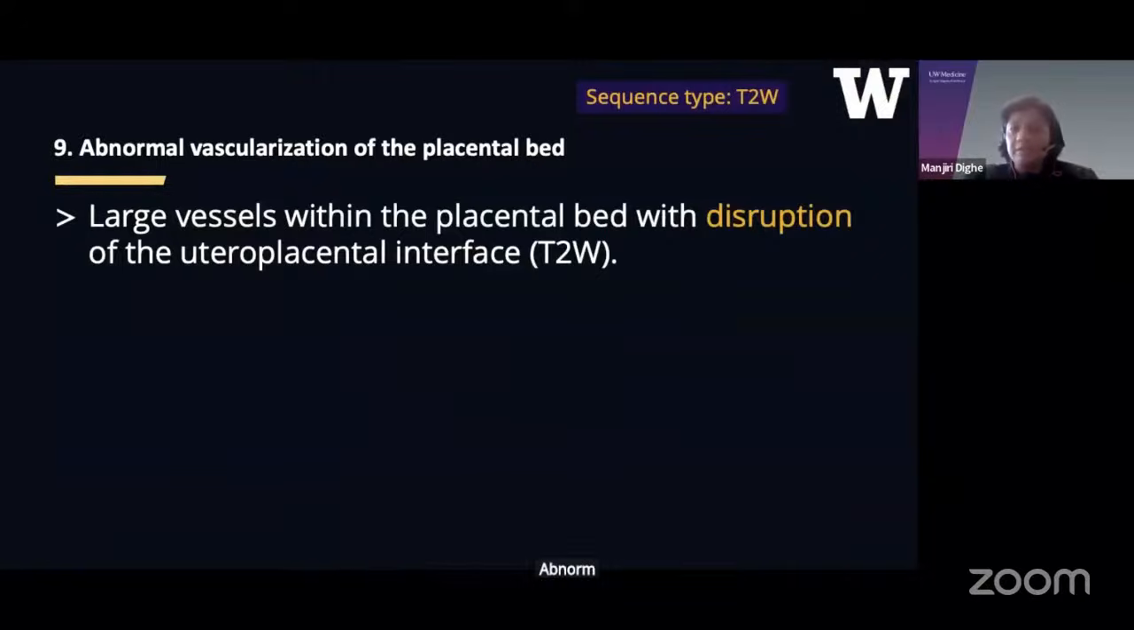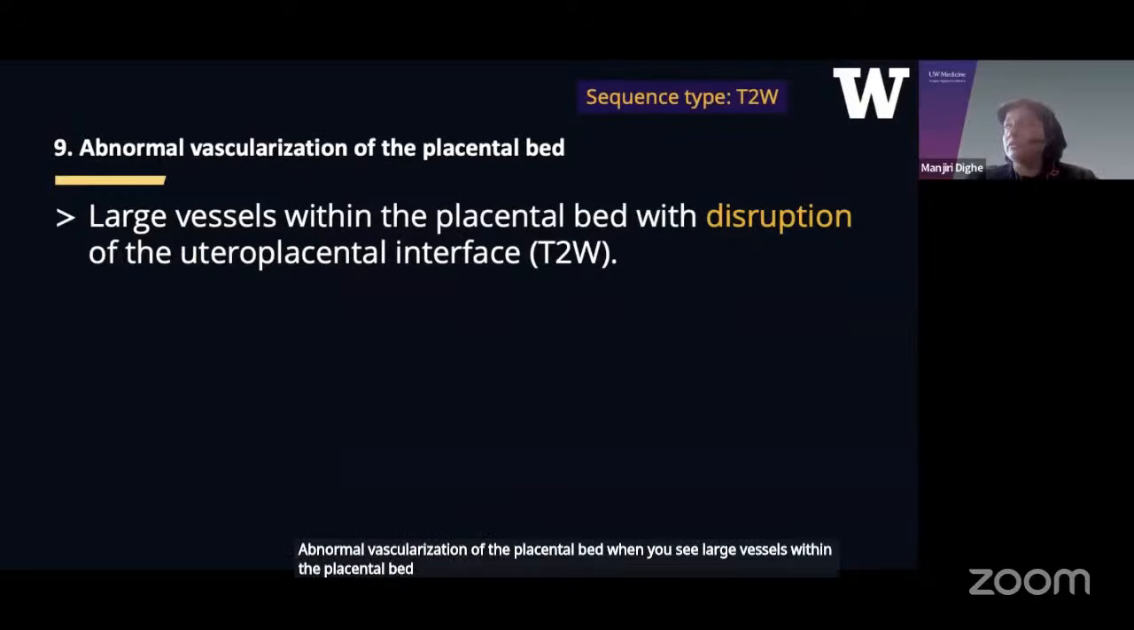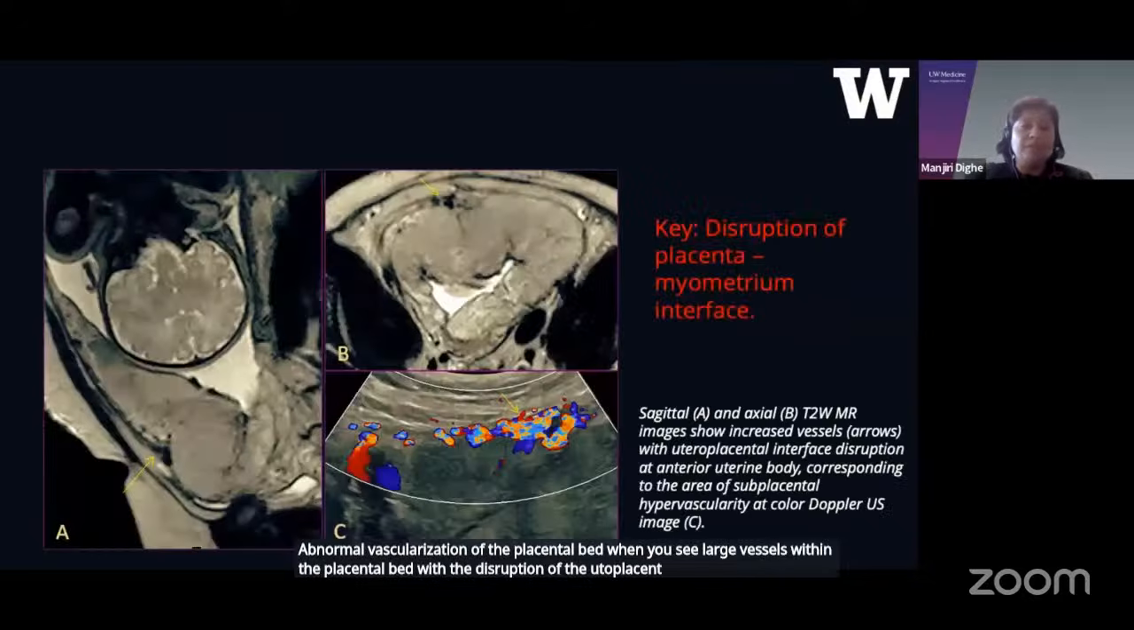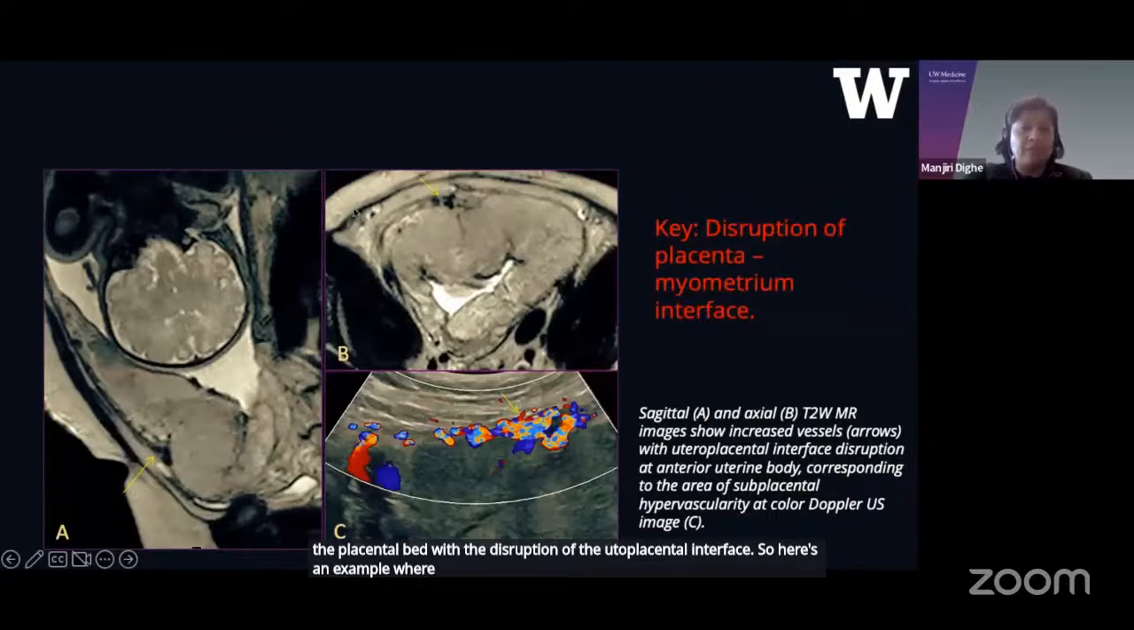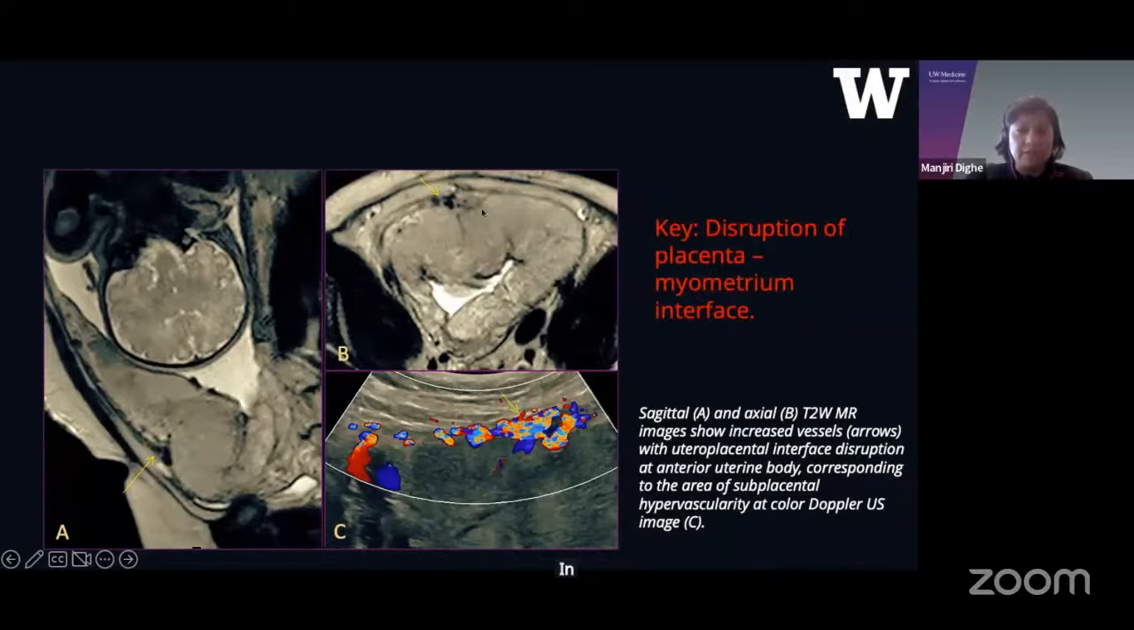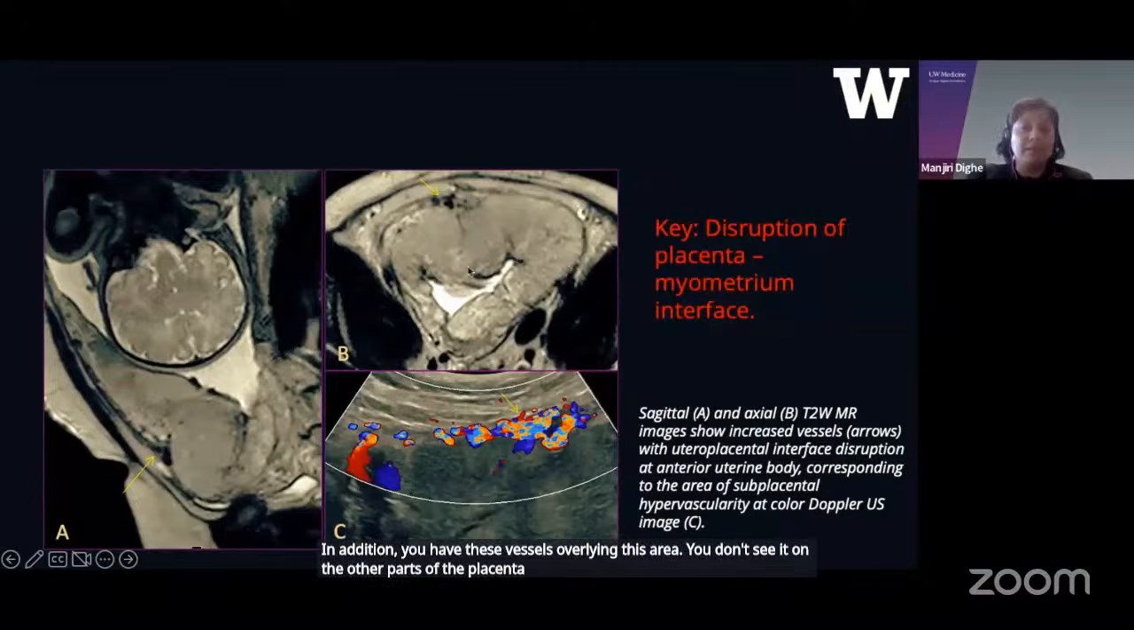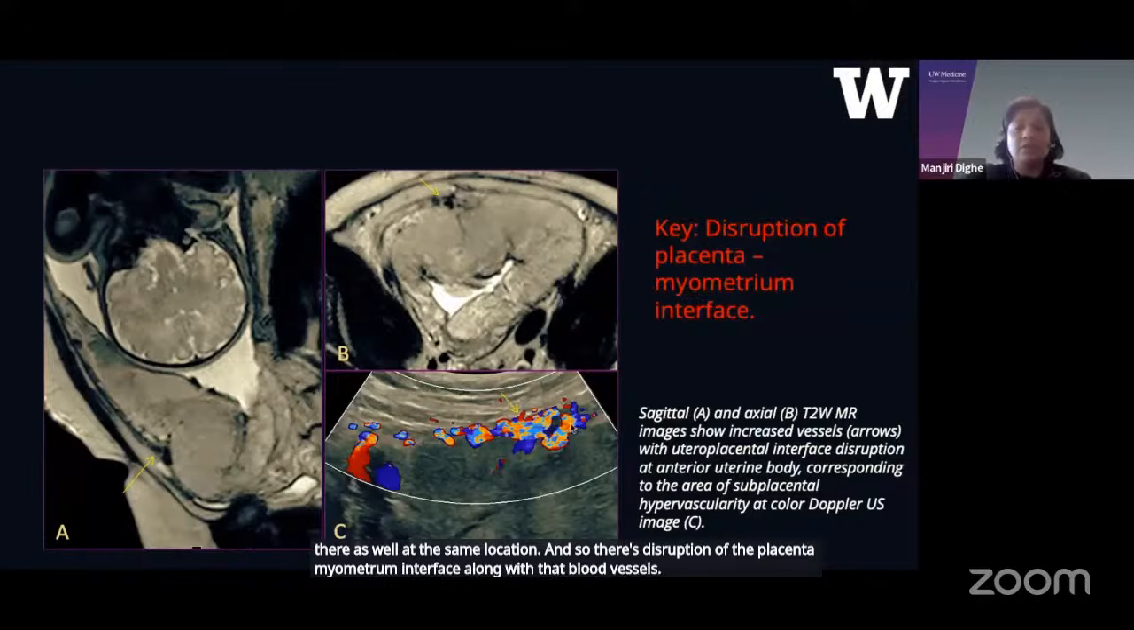Abnormal vascularization of the placental bed, when you see large vessels within the placental bed with the disruption of the uteroplacental interface. So here's an example where you have a patient who has thinned out myometrium. In addition, you have these vessels overlying this area. You don't see it on the other parts of the placenta. There's probably a dark intraplacental band there as well at the same location. And so there's disruption of the placenta myometrium interface along with those blood vessels. And this was seen on ultrasound as well.